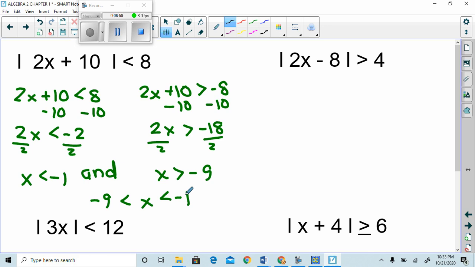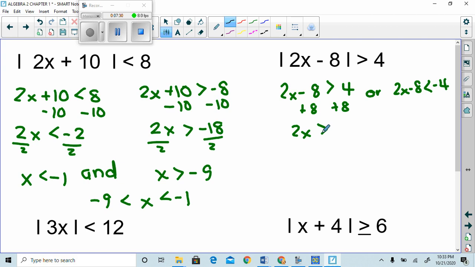Let's look at one more of the OR type. When I see the greater than, it's going to be the two separate with the OR. We'll get the 2x, it's a two-step again, is greater than 4, or 2x minus 8 is less than negative 4. Change the sign and reverse the inequality. Add 8 to both sides. You get 2x is greater than 12. Divide, and x is greater than 6.